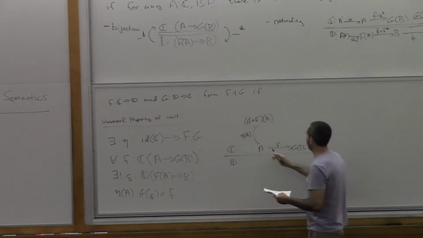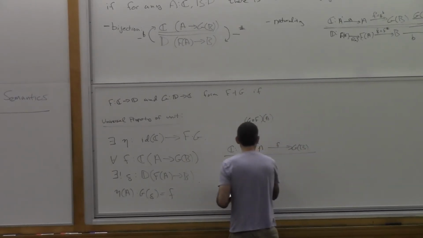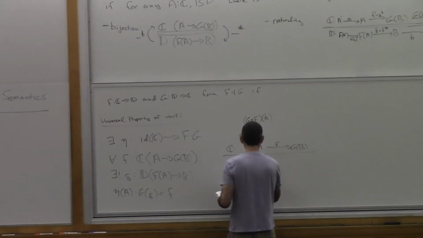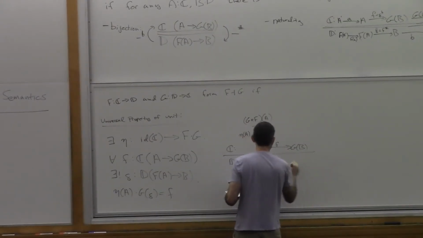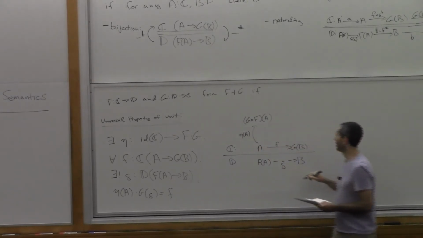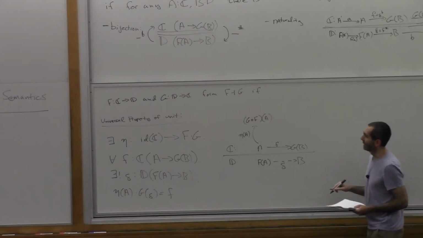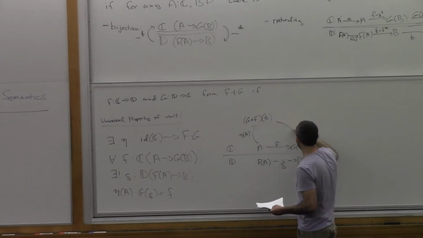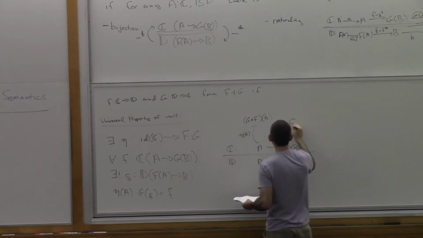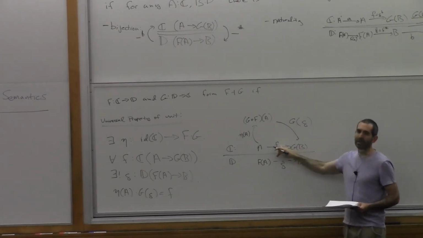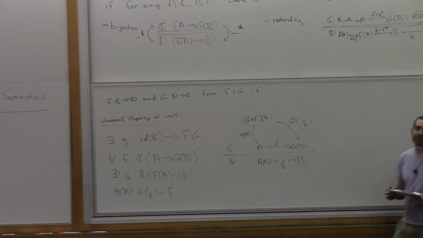Okay, and now this arrow F has a unique arrow G living in the category D going from F of A to B. So this is the thing I'm asserting exists, this G, such that if I compose the component of eta at A with the G functor image of this arrow, then I just get my original arrow back. Okay.